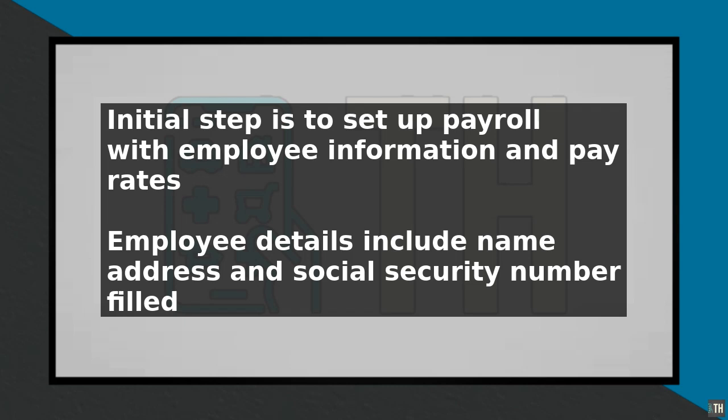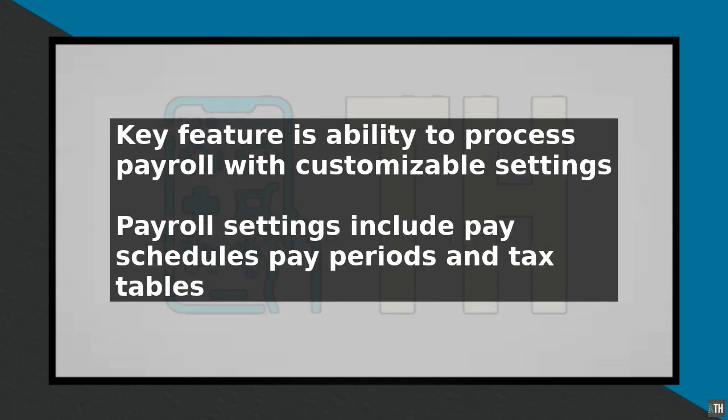Another key feature of QuickBooks Payroll Review Desktop is the ability to process payroll. To do this, navigate to the Payroll menu and select Process Payroll. From here, you can select the pay period, choose the employees to include, and review the payroll details before finalizing the payroll.